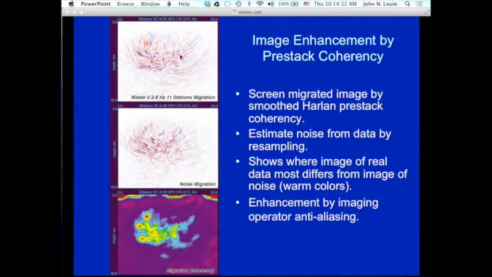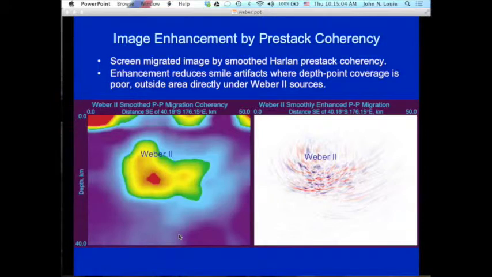And so I don't just take the difference between the data migration and the noise migration. I mean, I could try, but I don't think that'll work. I take the data migration and I screen it, I enhance it by multiplying every point of the data migration by the corresponding point of the migration coherency, is what I could call this image. And first I might smooth that out a bit.